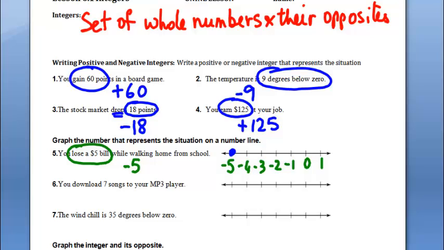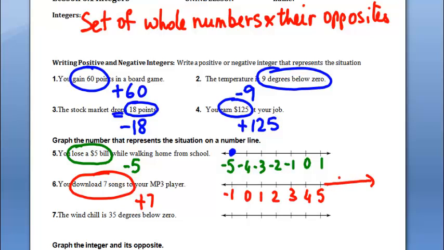7 songs, you downloaded 7 songs, that means you gained 7 songs on the MP3 player. So I'm going to go with -1, 0, 1, 2, 3, 4, 5. The line is not enough, so I'm going to extend it, which is what I want you to do on the homework also. So I plot at +7.